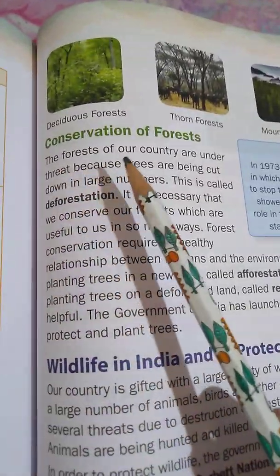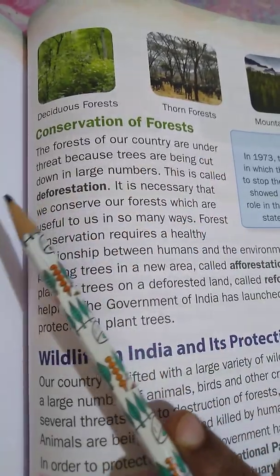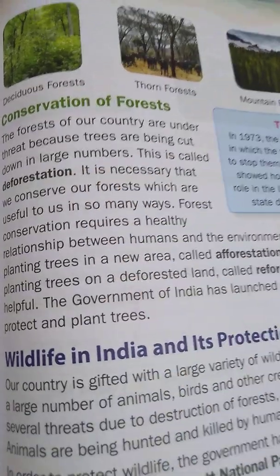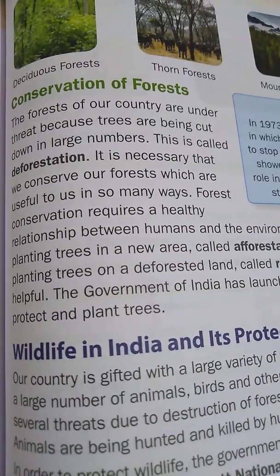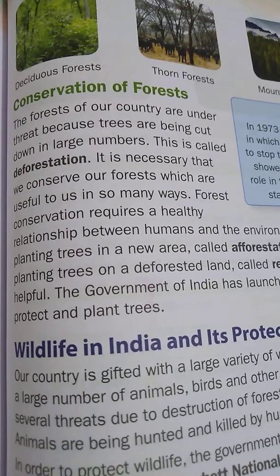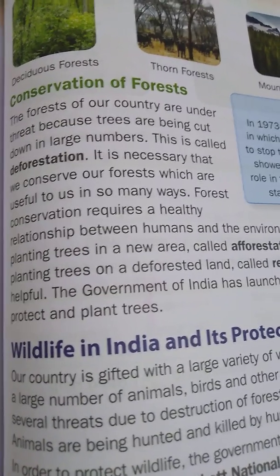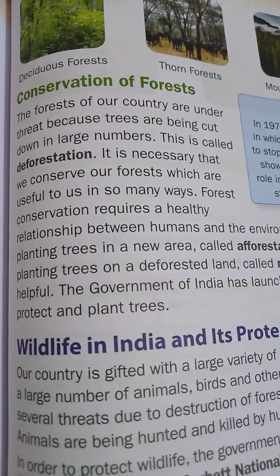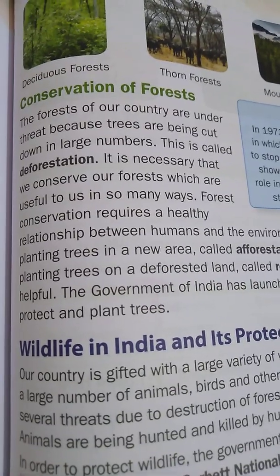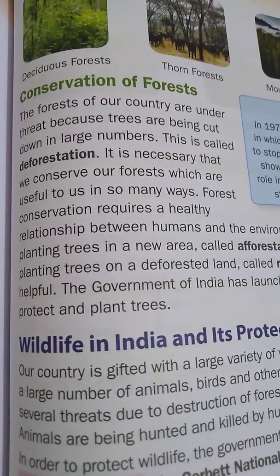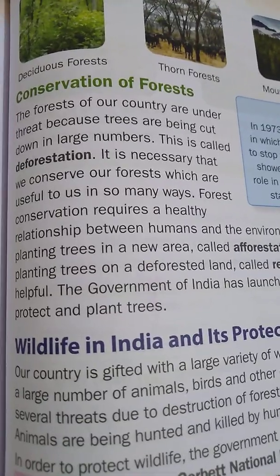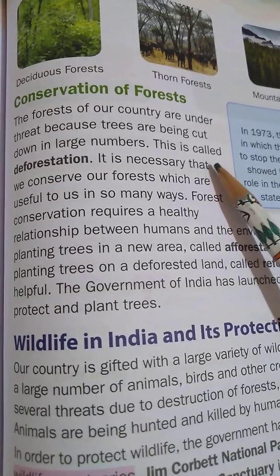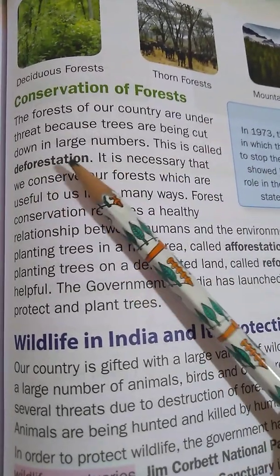The forests of our country are under threat because trees are being cut down in large numbers. So, in our country, deforestation is more. Trees are being cut in the forest in large numbers. This is why the forests of our country are under threat. Not only our country, we are also under threat because of this deforestation. And this is called what? Cutting of trees in the forest is called deforestation.